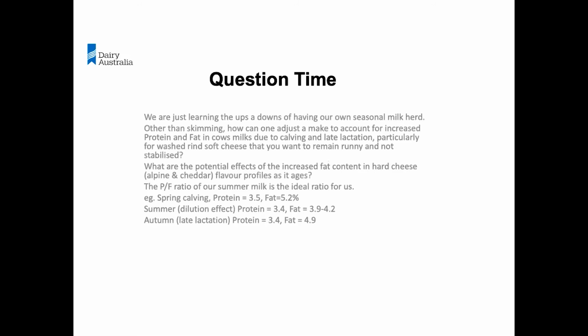Ups and downs of having our own seasonal milk herd. Other than skimming, how can one adjust the milk to account for increased fat and proteins in cow's milk due to calving and late lactation? Particularly for wash rind, what are the potential effects of the increased fat content in hard cheese, Alpine and Cheddar, on flavor profile as it ages?